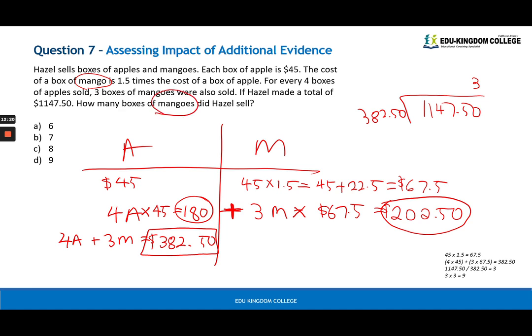How many boxes of mangoes did Hazel sell? What the 3 wholes means is 3 sets of the 4 apple, 3 mango combination. So how many boxes of mangoes? You have to multiply by 3 for each set. Okay, 3 times 3, which is 9, or D.